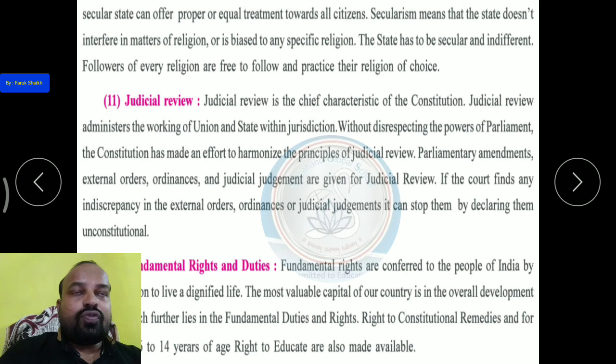यानी कि whatever ordinances are passed by the government, if they are not according to the constitution, they can be stopped. Judicial review is the chief characteristic. Judicial review administers the working of the union and state within their jurisdiction.